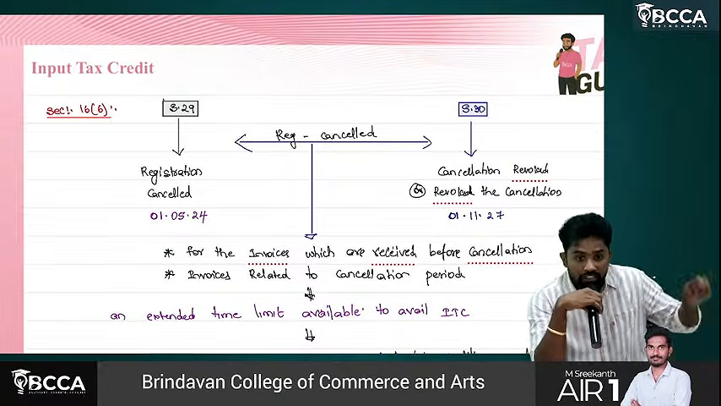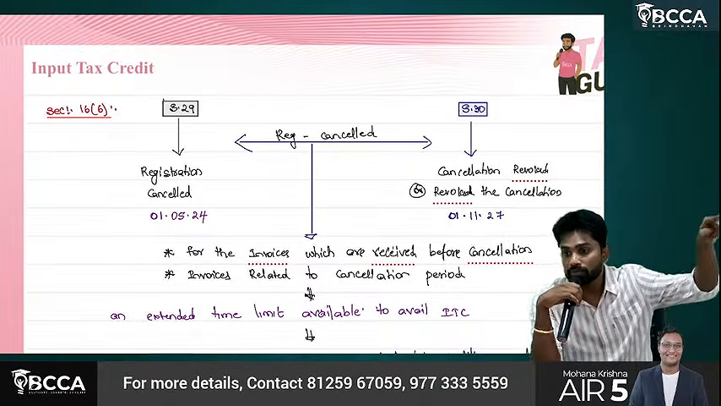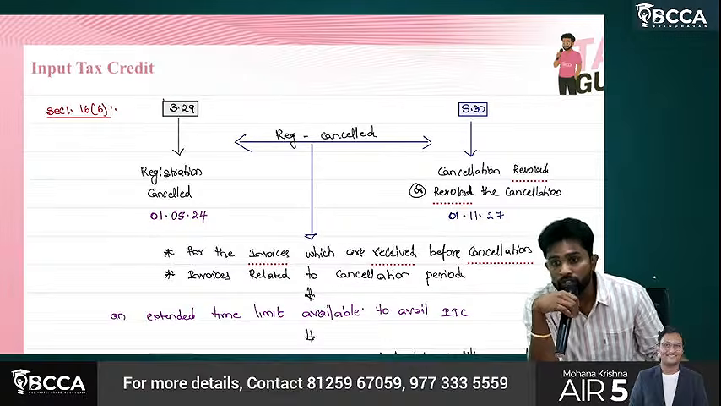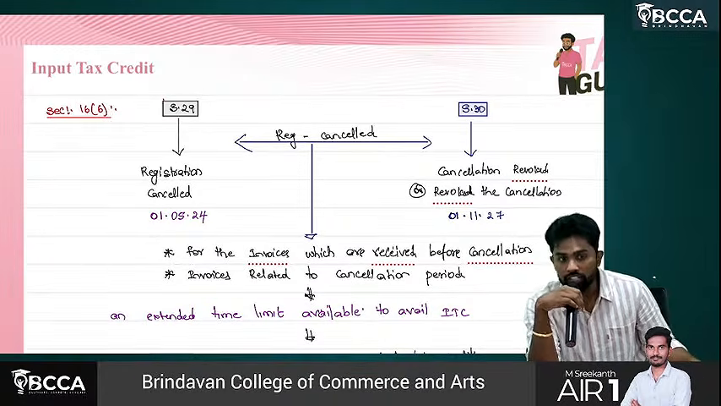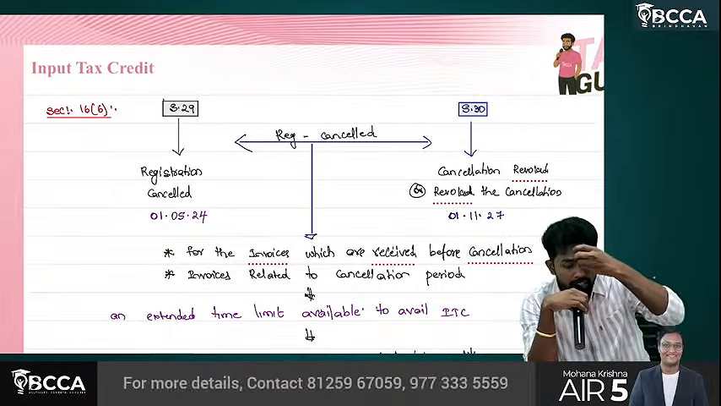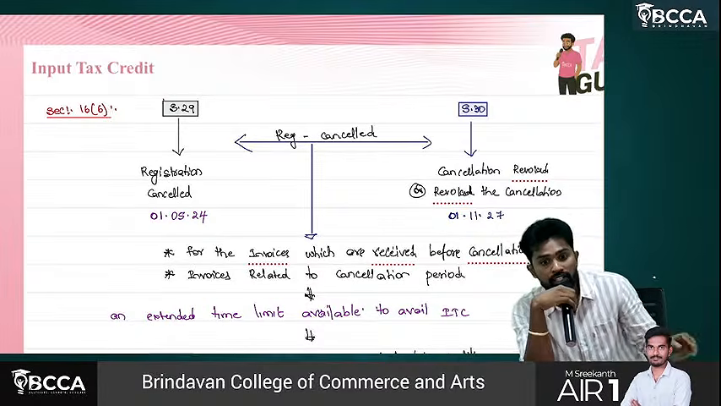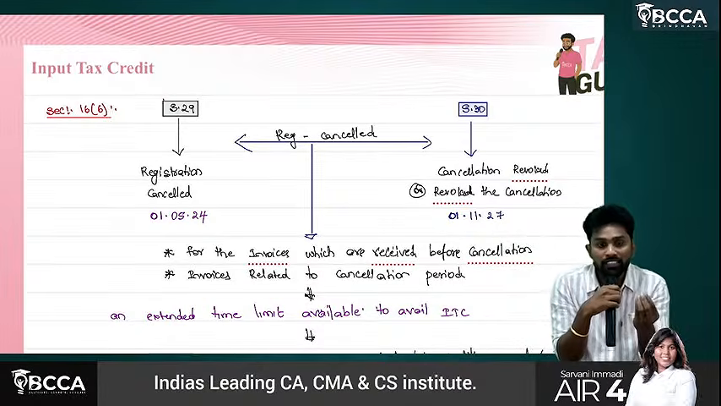Now, to avail ITC, the problem is what? The time limit is expired. Because section 16(4) talks about a time limit: 30th November of the succeeding financial year or the annual return filing date, whichever is earlier. The time limit might have expired for so many years because it is already 3 years 6 months. So it is an unjustified thing, right?